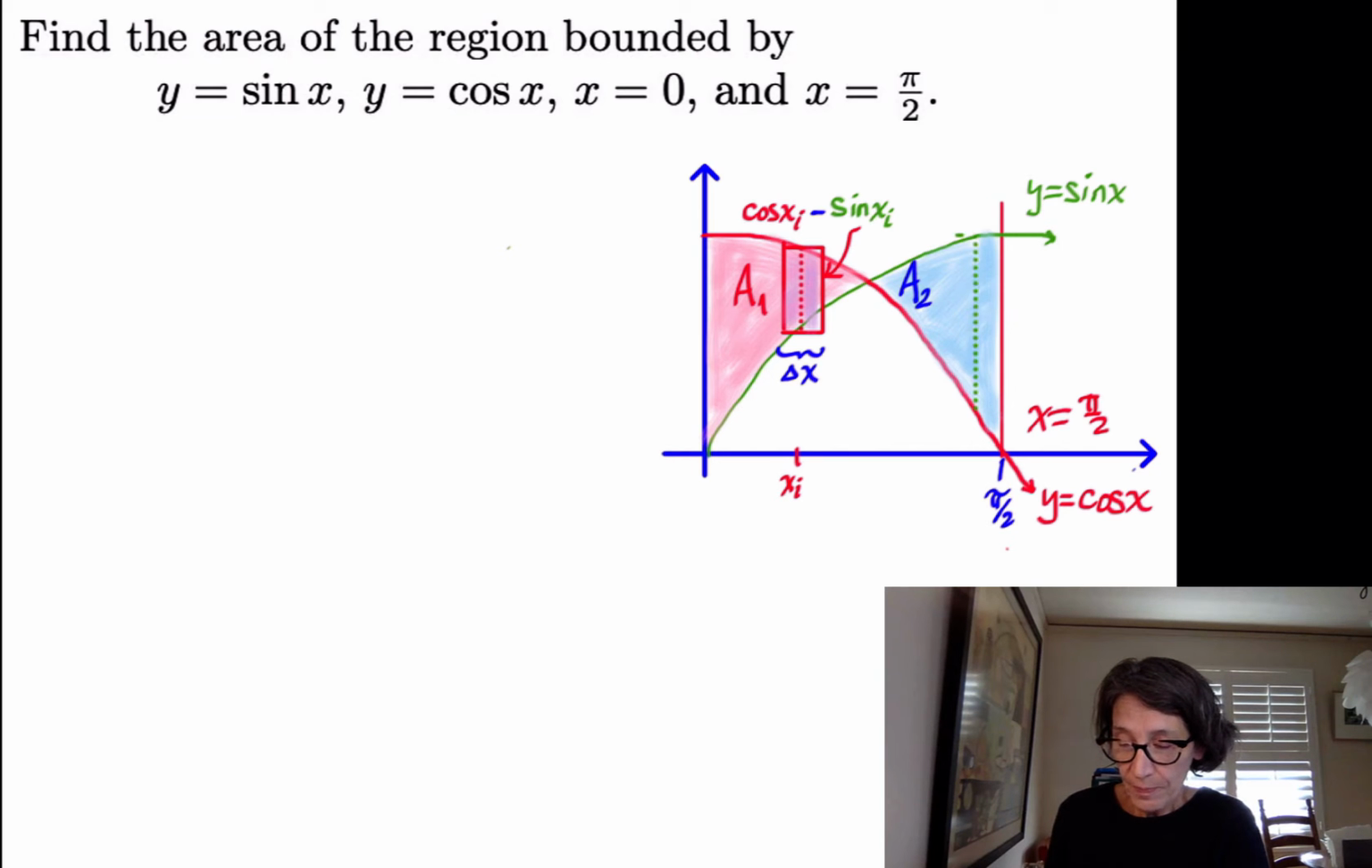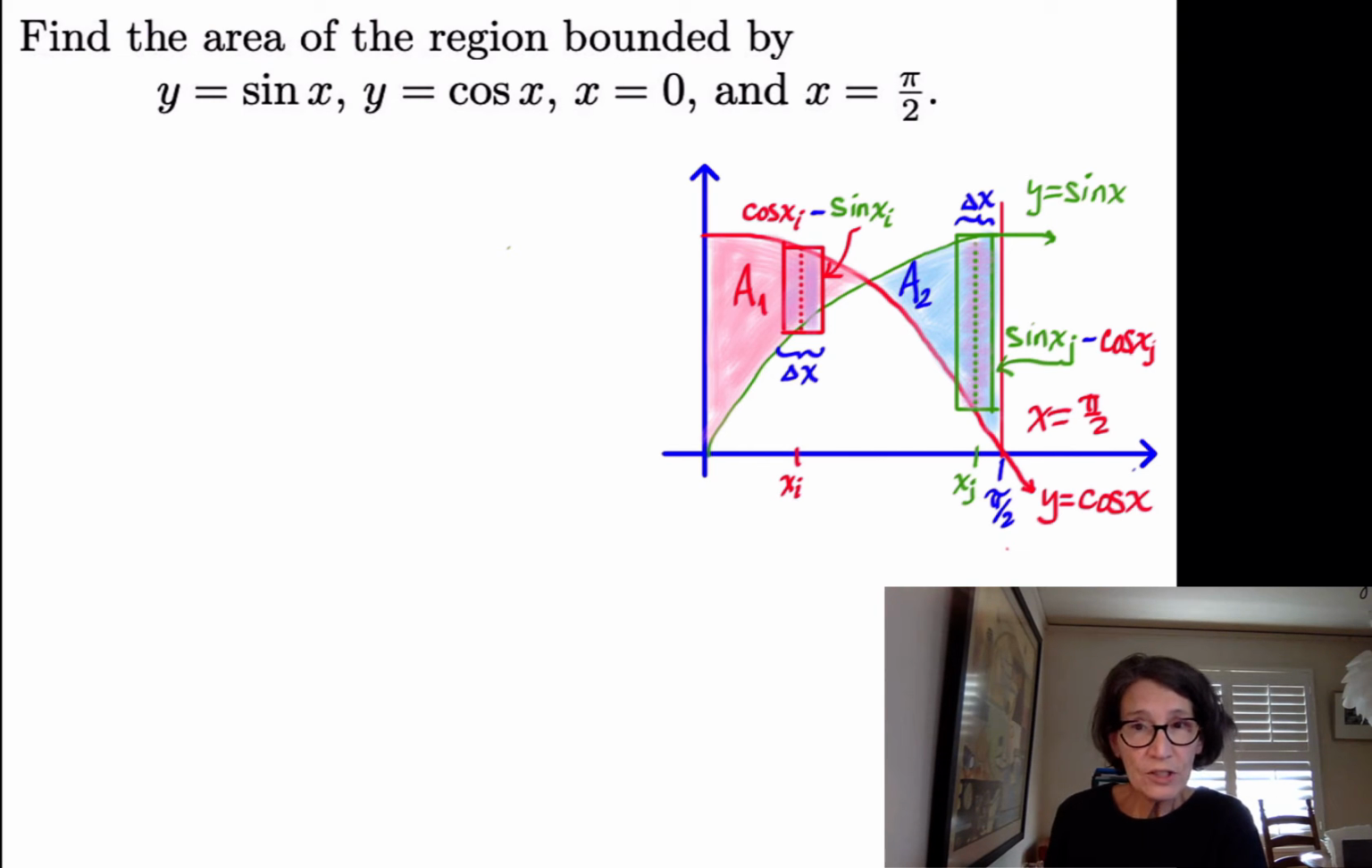But if I pick an xj in the other region and get a rectangle over there, the width is still going to be delta x because our subintervals always have the same width, but the height of that rectangle is slightly different. It's the y-coordinate on the sine curve minus the y-coordinate on the cosine curve. So it's sine of xj minus cosine of xj.